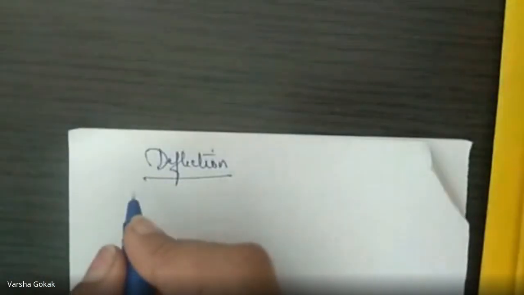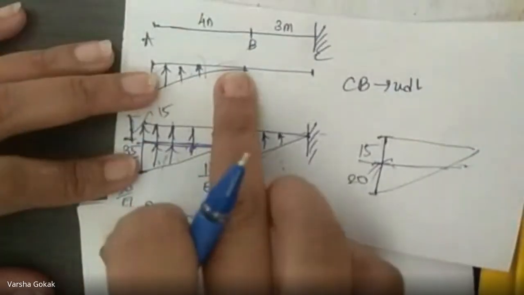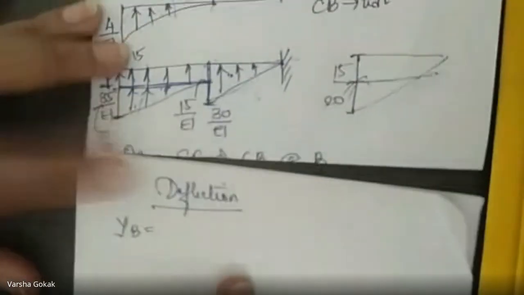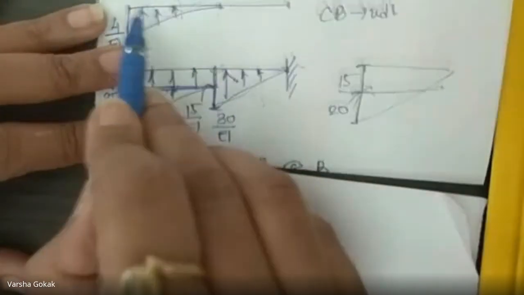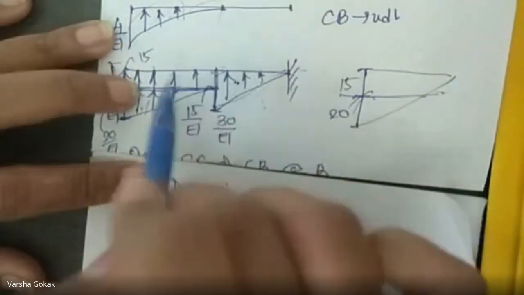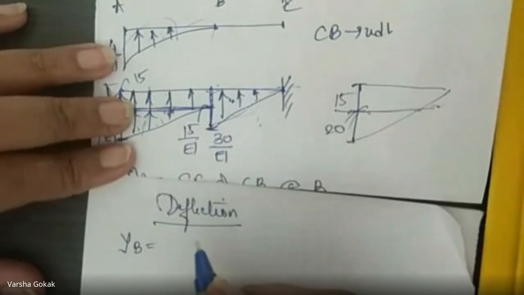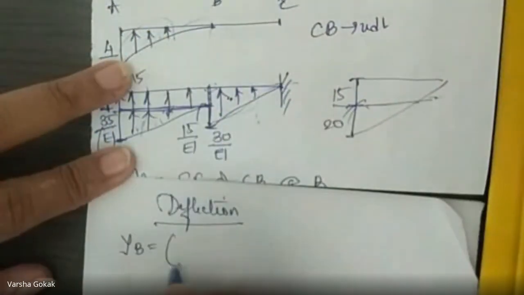Right? So let us first do, I will need this diagram. Say we will find deflection at point B, YB. Right? Deflection at point B. I need to take the area into the CG moments of these two areas. I'm coming from the left side of the beam. Okay. So YB, start with this area.